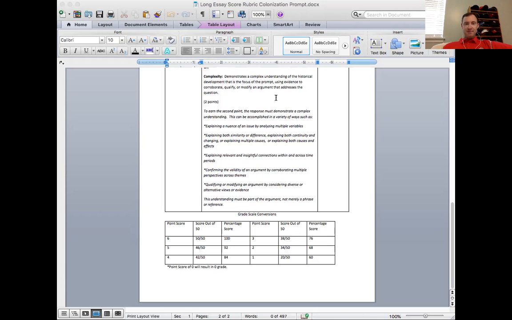Guys, look at what it says. To earn the second point, the response must demonstrate a complex understanding. Demonstrate is not simply stating it. Demonstrate means that you're developing it with well thought out details and connections. So how can you do this? Well, look at it. Explaining a nuance of an issue by analyzing multiple variables. That could be, okay, geography, I agree. However, there are other variables that affected settlement. Develop that into your thesis.